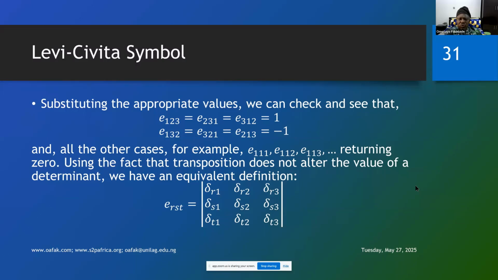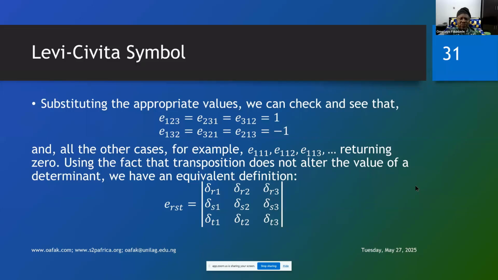to get 0. So there are 27 of them, and out of the 27, only 6 are not trivial. The others are trivially 0. The 6 that are not trivial are cyclic and anticyclic permutations. You can see that E123, E231, and E312 are cyclic arrangements of 1, 2, and 3. But E132 is an anticyclic arrangement of 1, 2, and 3. So when you have a cyclic arrangement, you get 1. When you have an anticyclic arrangement, you get -1.